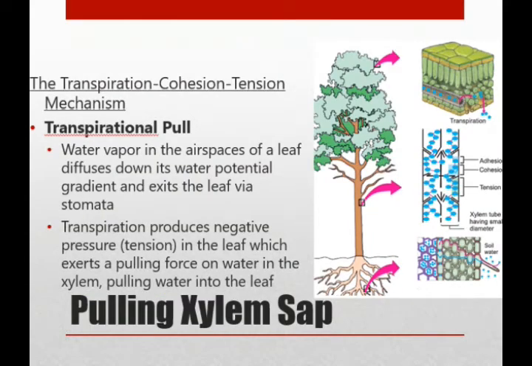The mechanism that is used for transporting water is called the transpiration-cohesion-tension mechanism. The first part of this mechanism is transpirational pull. Water vapor in the air spaces of the leaf diffuses down the water potential gradient and exits the leaf via stomata. Transpiration produces negative pressure, tension, in the leaf, which exerts a pulling force on the water in the xylem, pulling water into the leaf.